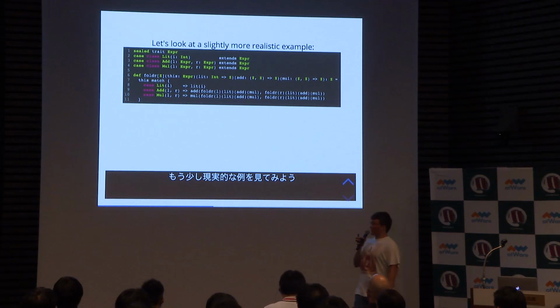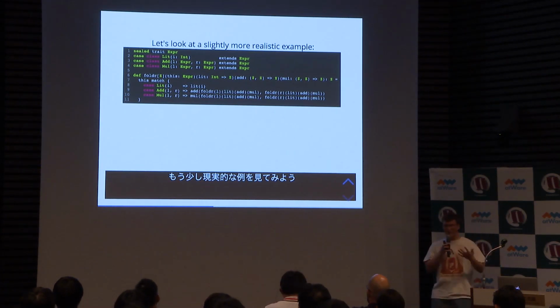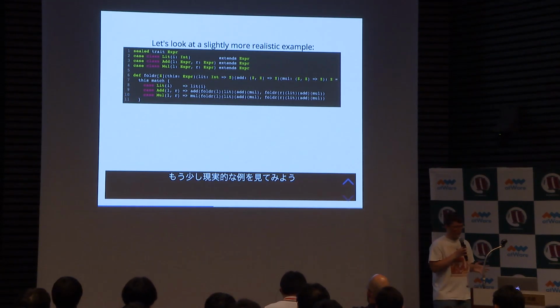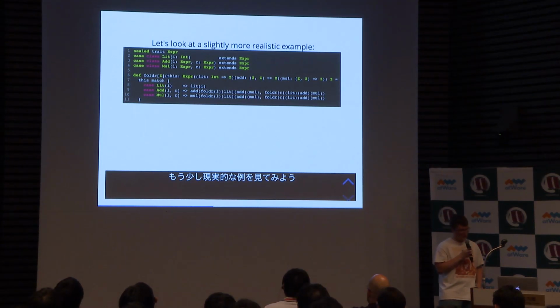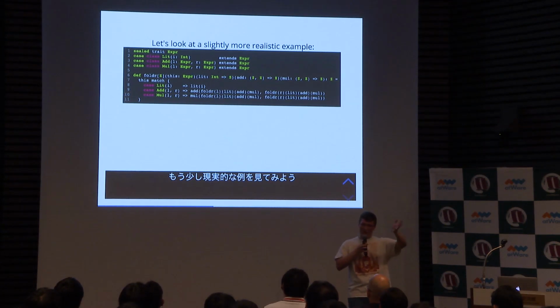Let's look at a slightly more realistic example. Let's say we have expression trees, addition, multiplication, and literal values. We can similarly write a foldr function of sorts. It has the same structure, but maybe if you haven't seen it before, just take a look for a few seconds, and you should be able to see that it does the same kind of thing as fold right. If it sees any of the leaves, like literal values, it just applies a function to them. And if it sees recursive structures, it first folds the two components and then combines them together.